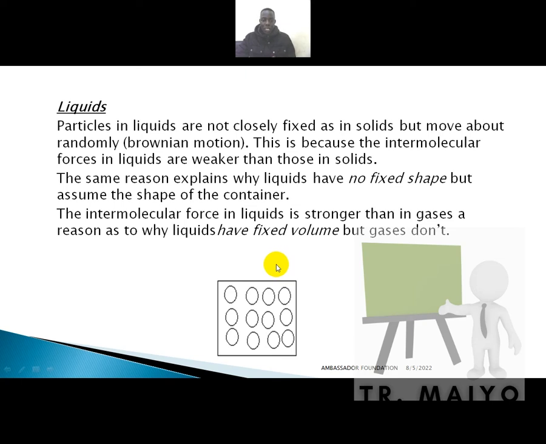Liquids are somehow different from the solid. Particles in liquids are not closely fixed as in solids, but move about randomly. That's the Brownian motion. Now, when we were dealing with Brownian motion, we said that solids do not experience Brownian motion. This is because the intermolecular forces in liquids are weaker than those in solids. The same reason explains why liquids have no fixed shape, but assume the shape of the container. The intermolecular forces in liquids are stronger than in gases, but of course weaker than those of the solid. Liquids actually have fixed volume. You can measure the volume of a liquid, but not gas.